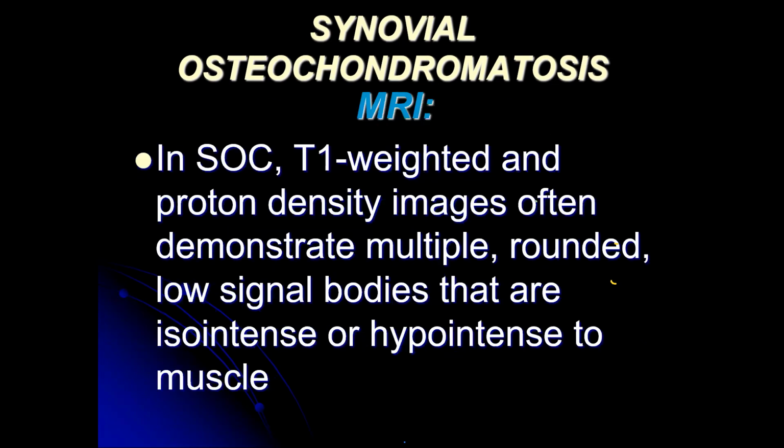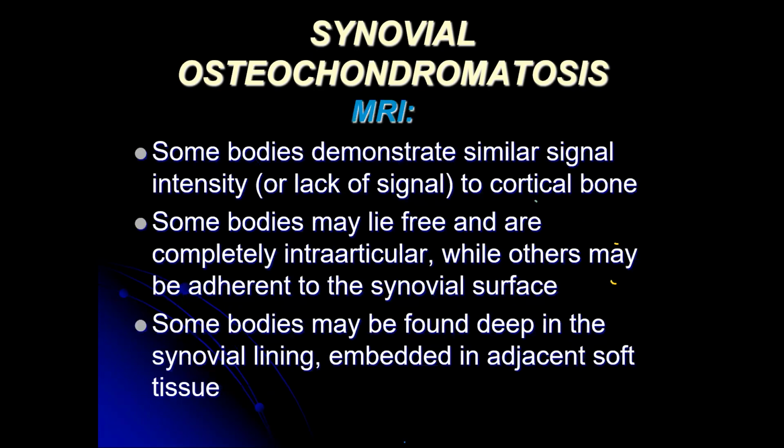T1 weighted and proton density images often demonstrate multiple rounded low signal bodies that are isointense or hypointense to the tumor. Some bodies demonstrate similar signal intensity to cortical bone. Some bodies may lie free, locked in corners, etc.